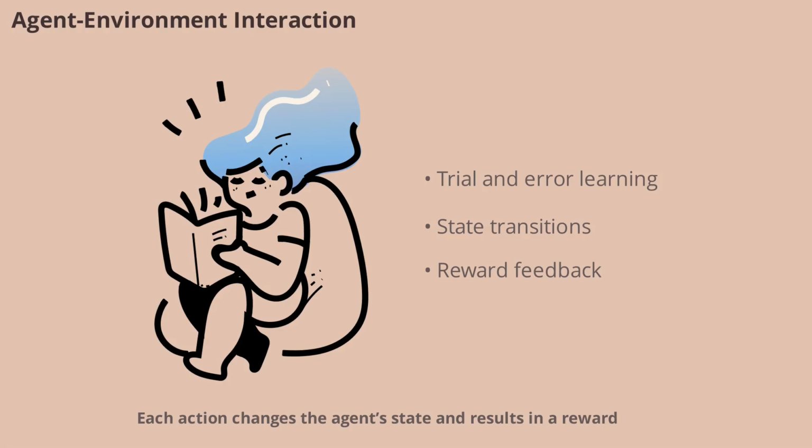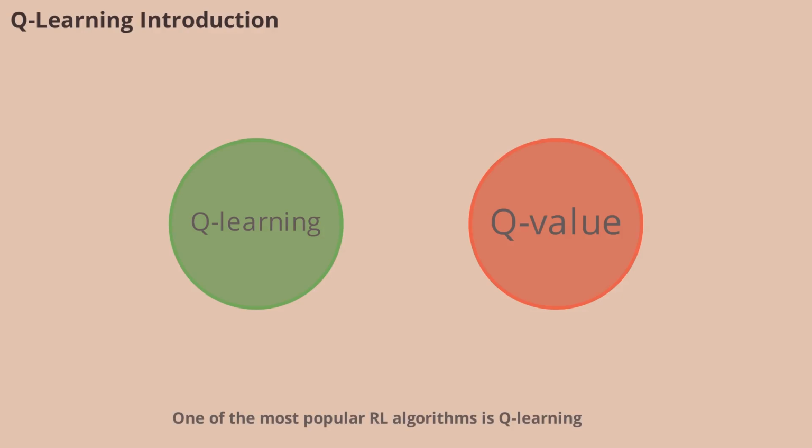Each action changes the agent's state and results in a reward. Over many episodes, the agent learns which actions are best in each state. This process of trial and error is at the heart of reinforcement learning. One of the most popular RL algorithms is Q-learning.